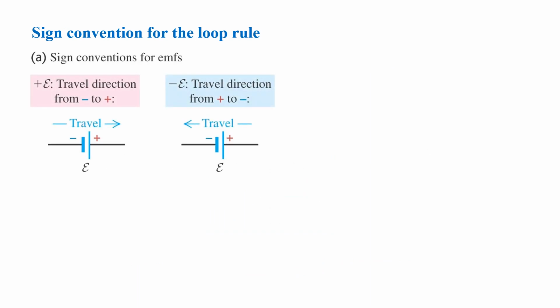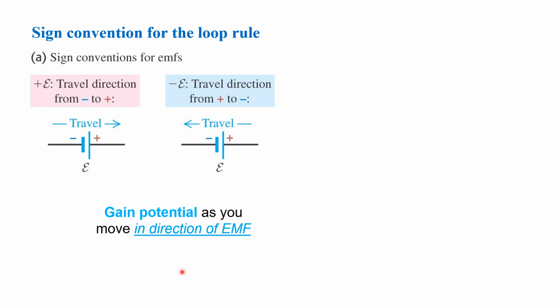These are the sign conventions for the loop rule. First, you have the sign convention for your EMFs. In your loop rule, you have seen earlier that we actually draw your travel line. Let's just call that your travel, or the way you pass through your components. And you have a positive EMF if you travel in the direction from negative to positive. So it's positive if you travel from negative to positive.